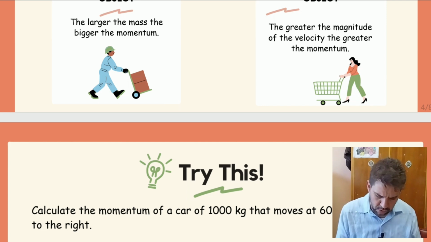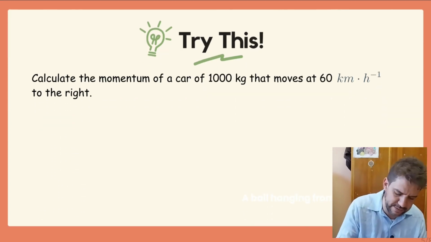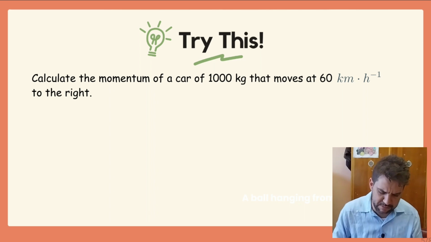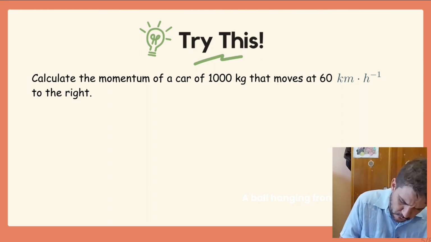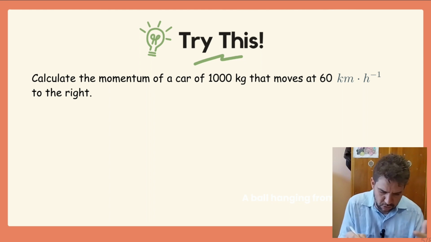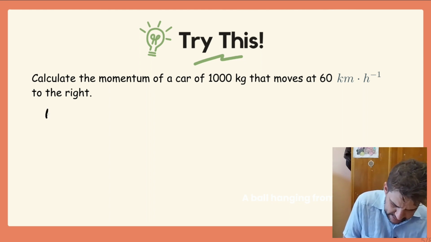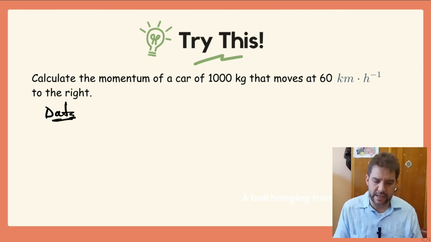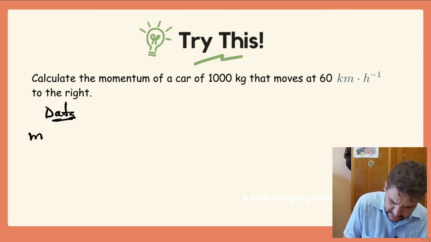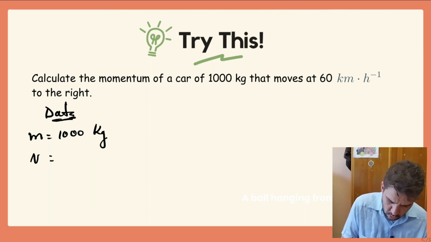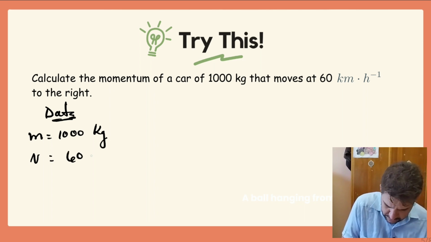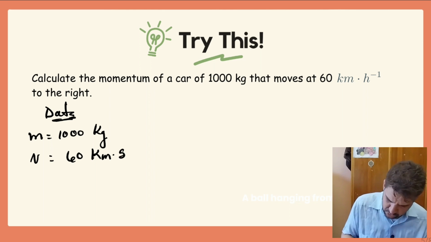All right, so now we are going to see one little simple example. This example says: calculate the momentum of a car of 1,000 kilograms that moves at 60 kilometers per hour to the right. Before we start, I always recommend that learners write the data, what is given to you. In this case, it's quite simple. The mass is equal to 1,000 kilograms, and the velocity is equal to 60 kilometers per hour.